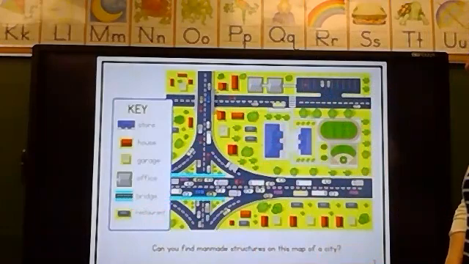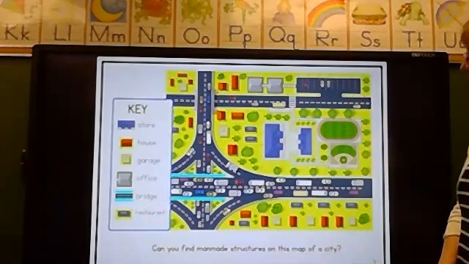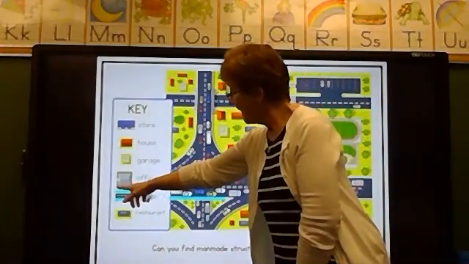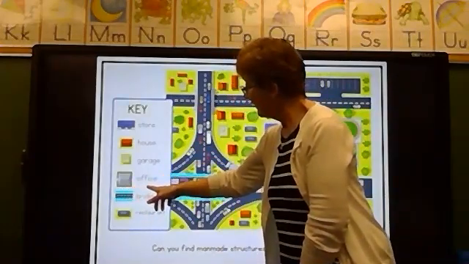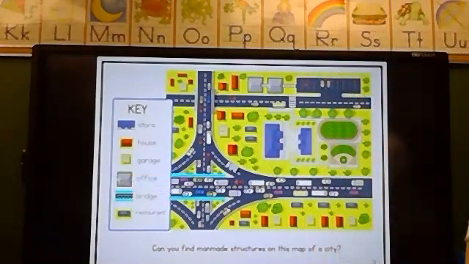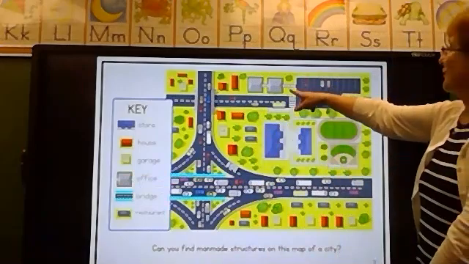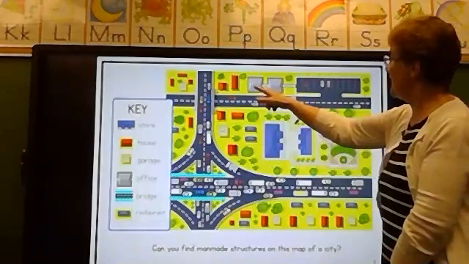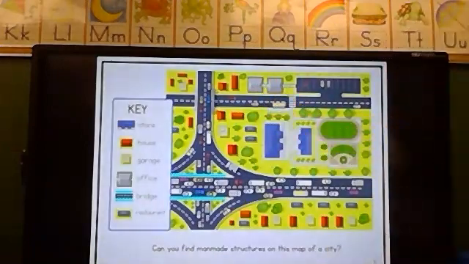Okay, suppose I want to go visit my dad at the office. Where am I going to find that on the map? Well, if I look here at the map key, here's the symbol for office. So I need to find that symbol to find where dad is working today. Where could that be? You're right, it's up here. He's working in one of these two buildings, okay?